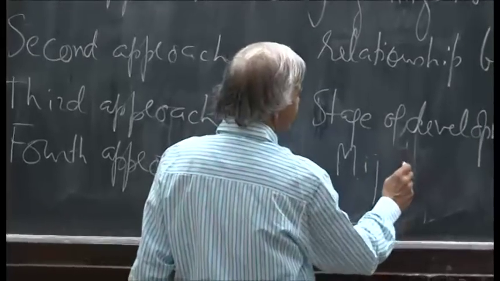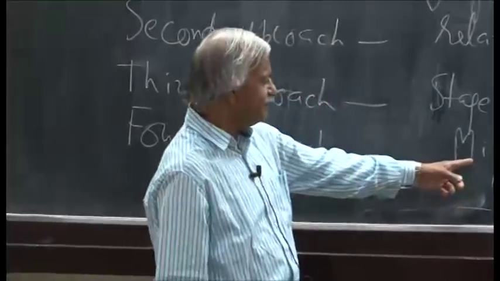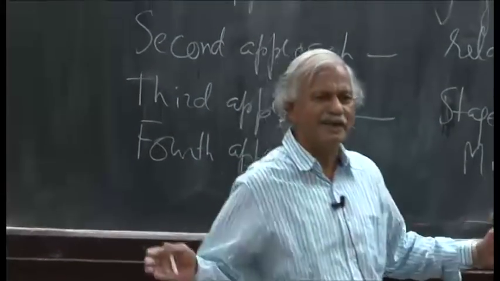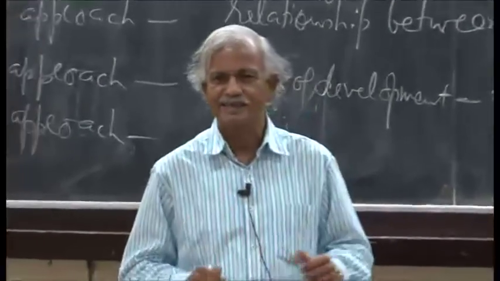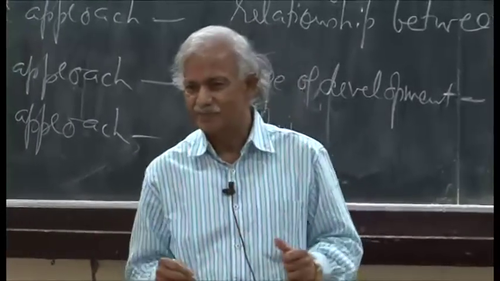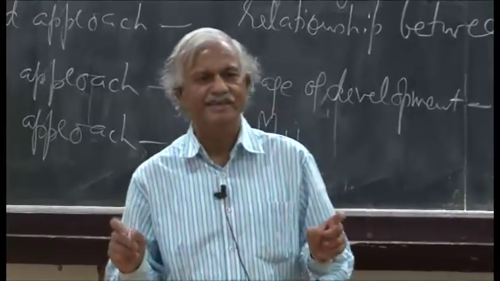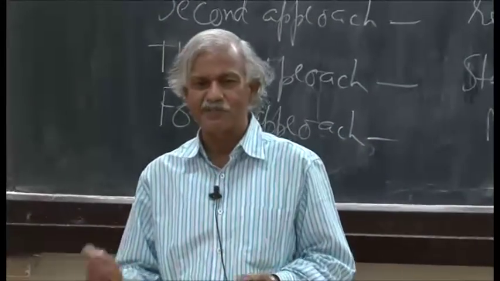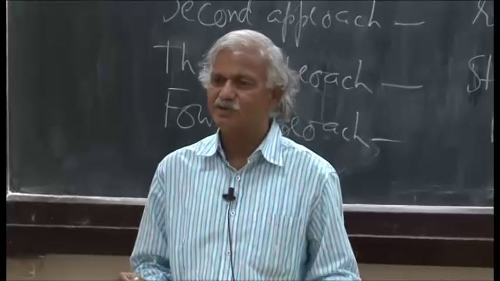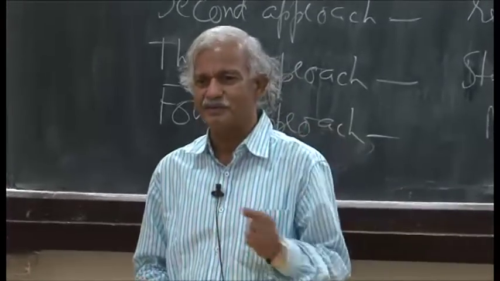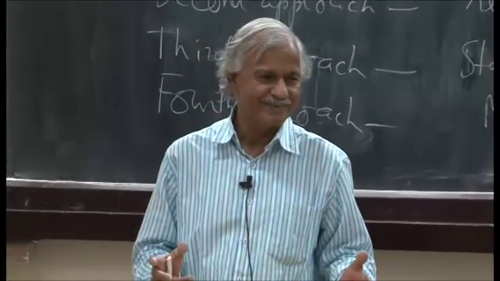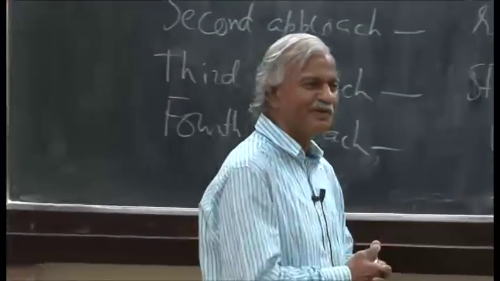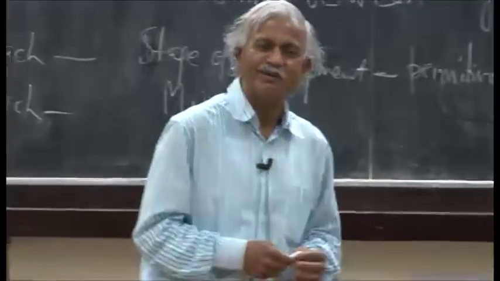Mij, migration between a place I and a place J, total number of people migrating between I and J, say Mumbai and Kanpur. In a given year, I take the sum of the number of people who have migrated from Kanpur to Mumbai and those who have migrated from Mumbai to Kanpur. Mij, gross migration, volume of migration, total number of people who have migrated between Kanpur and Bombay.